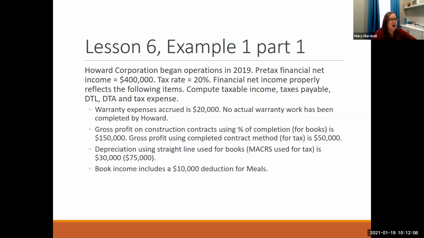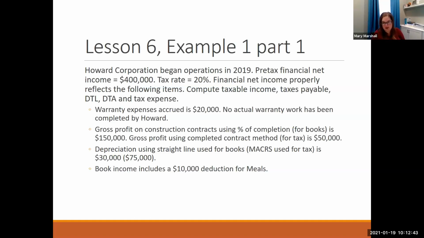Financial net income properly reflects the following items. So we want taxable income, taxes payable, DTAs, and tax expense. So you have these 4 items. We know warranty expenses, gross profit on construction contracts, depreciation using straight line, and then we have a meals deduction on the books. And so we want to go through each of these items and think about what is the difference. Is it a DTA or a DTL?